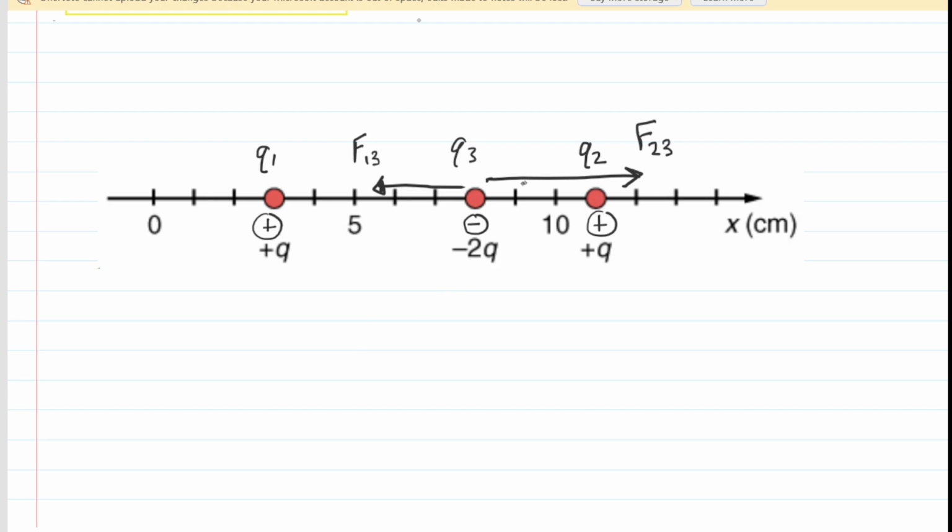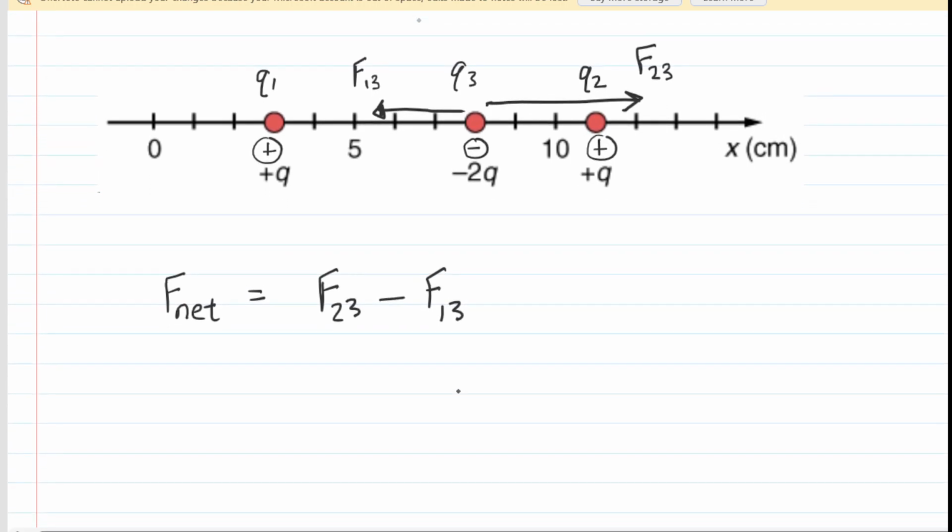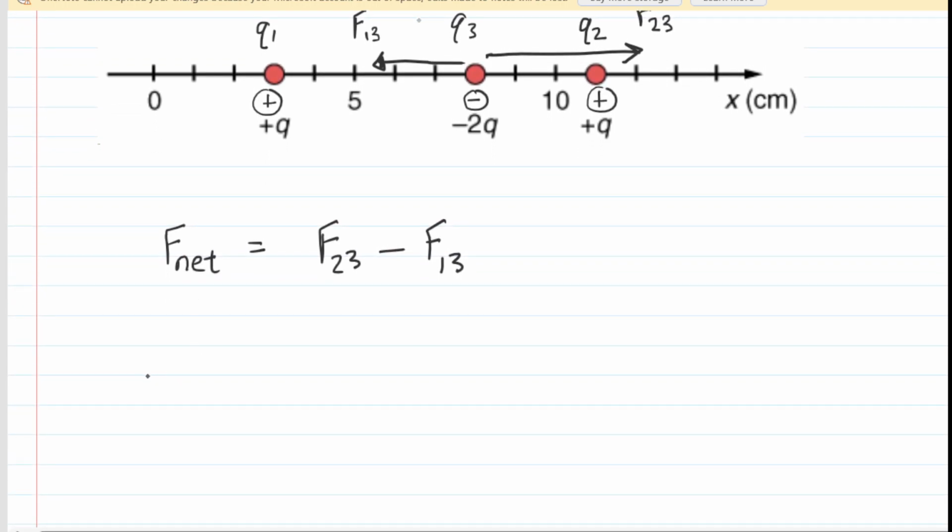And we can see that they are oppositely directed. So when we go to calculate the net force on Q3, we're going to make sure that because F23 points to the right, we call that a positive electrostatic force, and F13 points to the left, so that would be a negative electrostatic force, so F13. Now what we're going to do is use Coulomb's law to develop expressions for each of those two electrostatic forces.